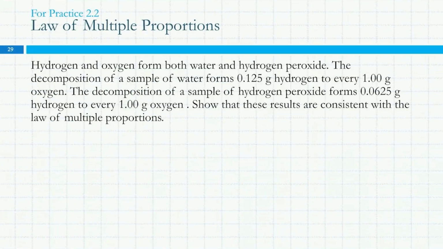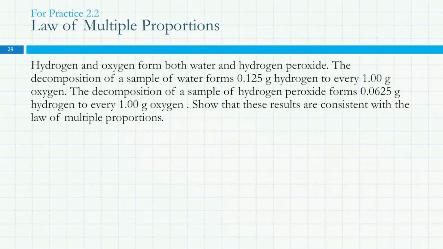So hydrogen and oxygen can form both water and hydrogen peroxide. So 2 different compounds, both made out of hydrogen and oxygen. The decomposition of a sample of water, so we take water and break it down, we'll get 0.125 grams of hydrogen to every 1 gram of oxygen. If we take hydrogen peroxide and do the same thing, we'll get 0.0625 grams of hydrogen to every 1 gram of oxygen. So really, they've already calculated the definite proportion here for us.